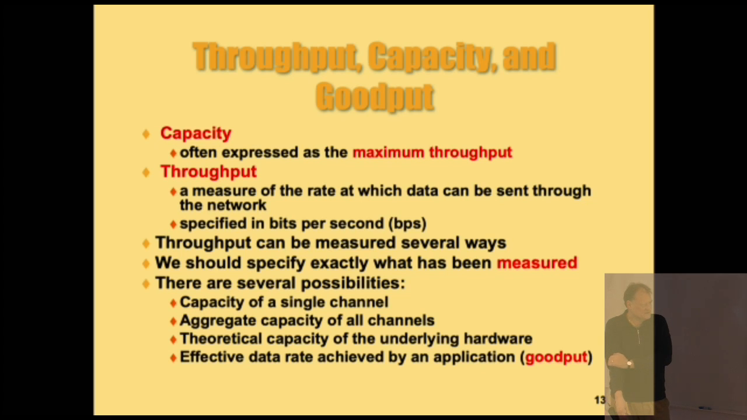As a side note, we can say that when we split up a medium in this way, in logical channels, that is one way where we lose capacity, because it takes time to manage these different channels. So part of the capacity will be lost by just managing the different channels.